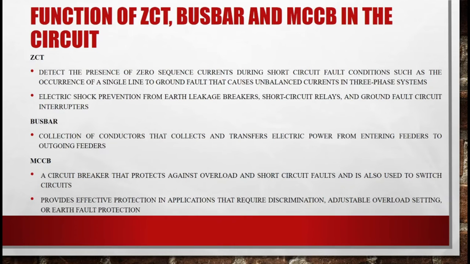As for busbar, a busbar is a collection of conductors that collects and transfers electric power from the incoming feeder to the outgoing feeder. In other terms, it is a form of electrical junction where all incoming and outgoing electrical currents come together. Electrical busbars are actually made up of a number of lines that all operate at the same voltage and frequency. The last one is MCCB. MCCB is a circuit breaker that protects against overload and short circuit fault and is also used to switch circuits.